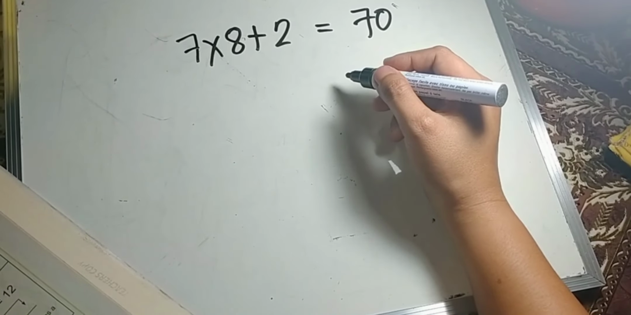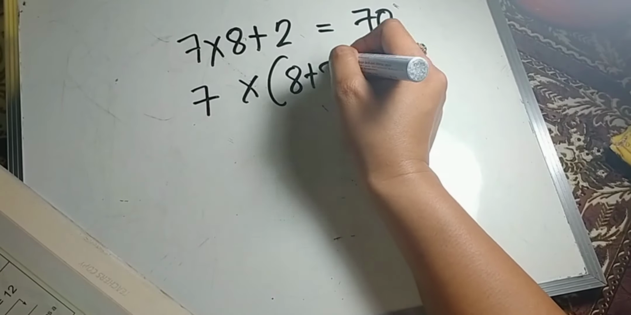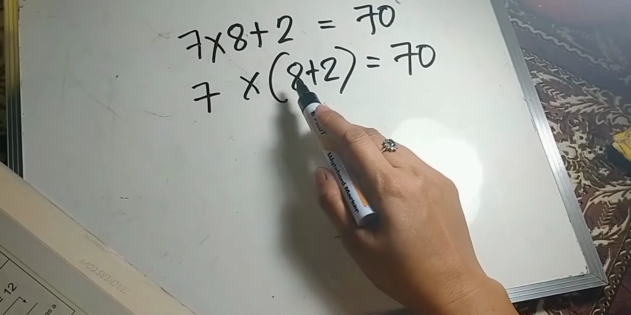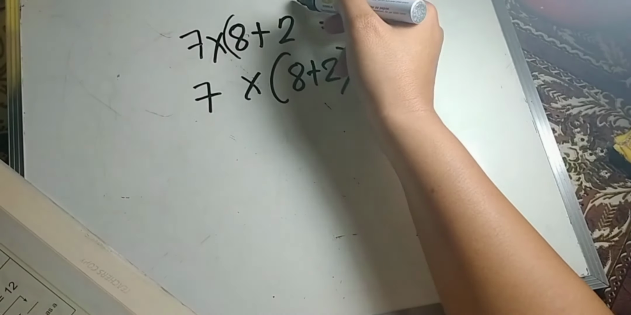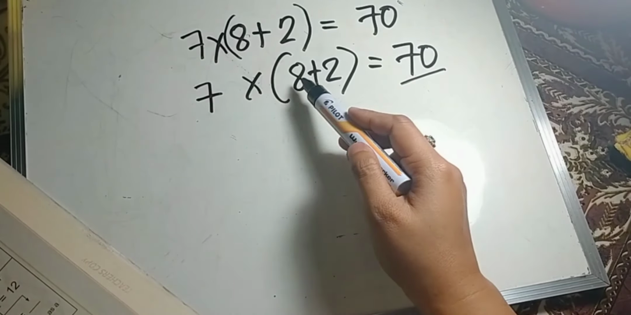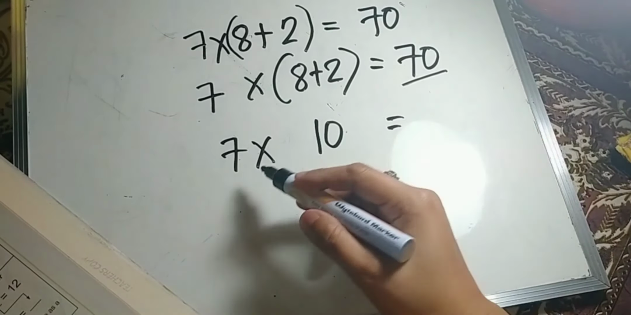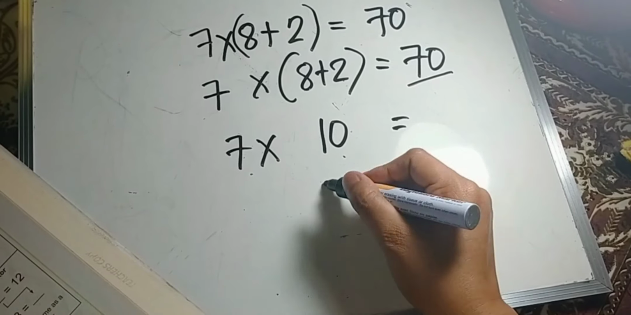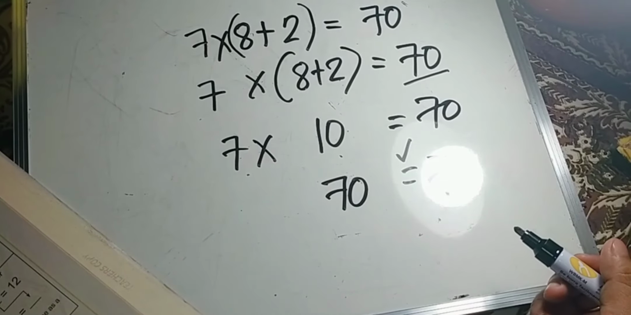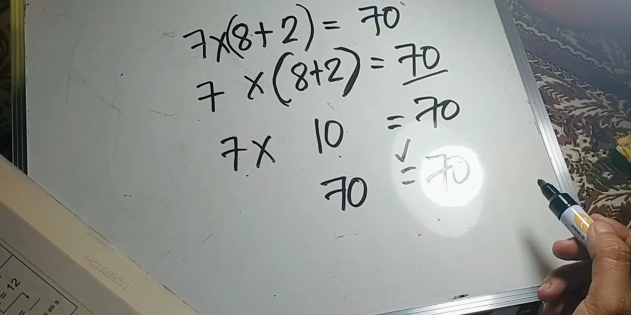How? Paano po ba nangyari yon? So, based on the given example, 7 times quantity 8 plus 2 is equal to 70. Tama po ba? Tingnan natin. 8, dito po siya naglagay ng parenthesis kay 8 plus 2. Para daw po, or to make it 70. Tingnan nga natin, 8 plus 2 is 10. Copy natin si 7. 7 times 10 is 70. Therefore, 70 is equal to 70. Tama nga po na ang grouping symbols na pinaglagyan ay nasa 8 and 2.